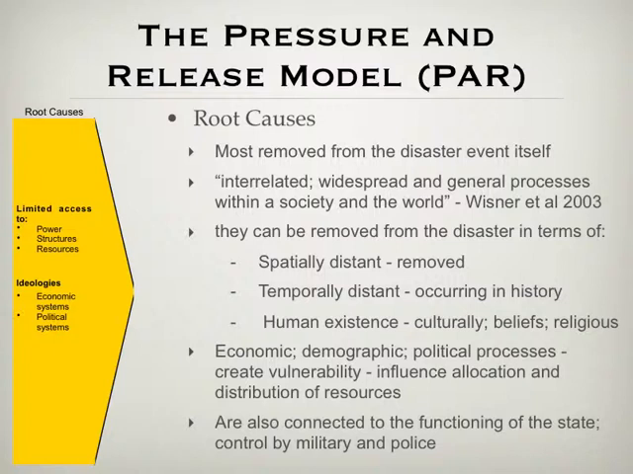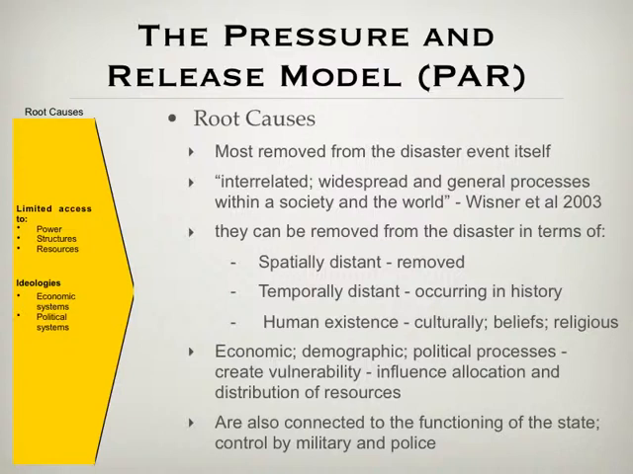The main areas that we look at in this model when we discuss root causes are economic, demographic, and political processes. These are usually the main ones that actually create and maintain vulnerability, and therefore they have mainly to do with the allocation and distribution of resources. So it's how people decide. And in that deciding, there might be something that has an impact on people causing different situations. Okay.